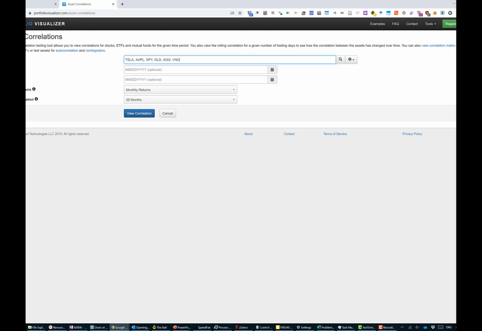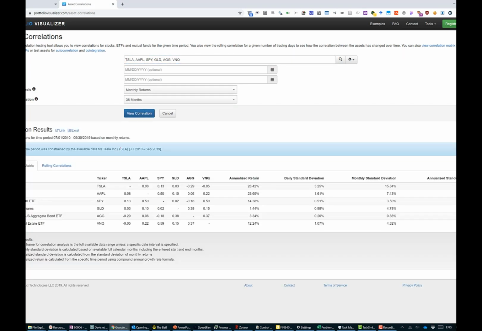Then we have SPY, which is the S&P 500 ETF, and 2 stocks. So let's see what happens when we press on view correlation. It's going to use the available period of data, and Tesla is a relatively recent company, so we have only 9 years of data. So we're going to use only 9 years of data here.